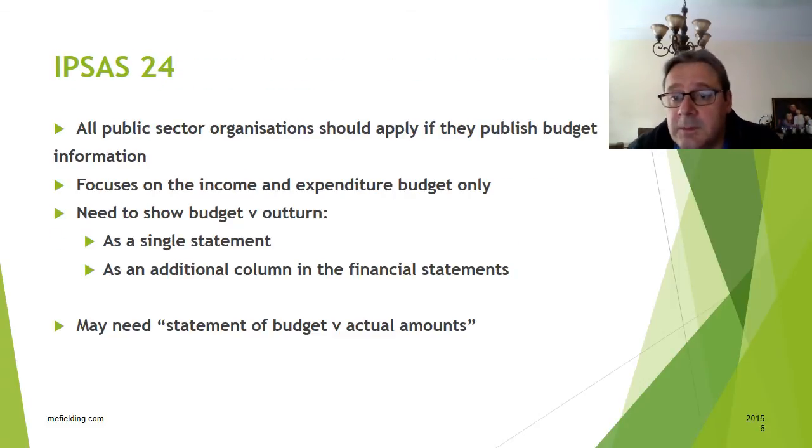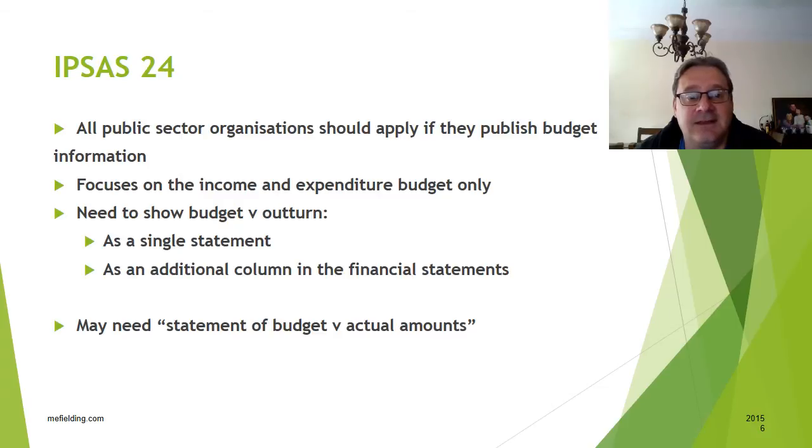So the words of the standard are actually fairly straightforward and fairly short. It's the practice that's really difficult. It says that all public sector organisations should apply it if they publish budget information. In many countries the individual ministries won't, and in fact in many countries even the government doesn't produce its budget. But everybody should, and this is what we're trying to get to. We're trying to get transparency in the budget process as well as transparency in the accounting process.